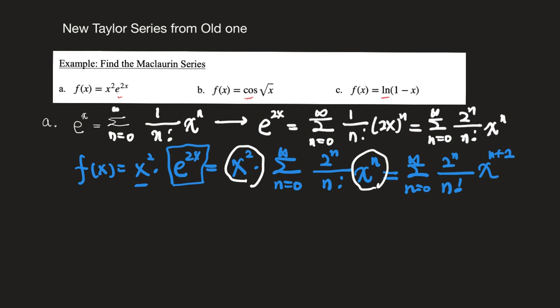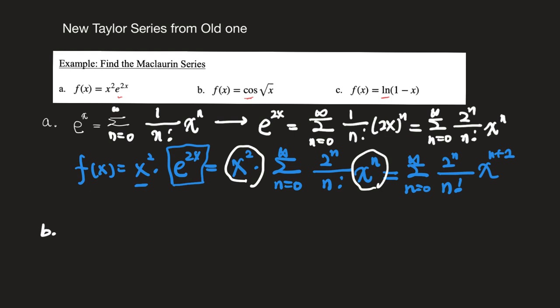From this example, we notice we don't have to do a Maclaurin series from scratch to find a new one. If you can use an old one, that's great because we save our time. So let's try part B, guys.